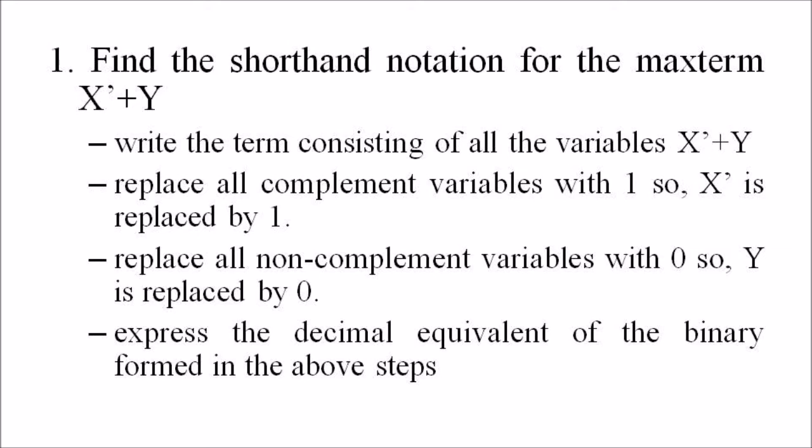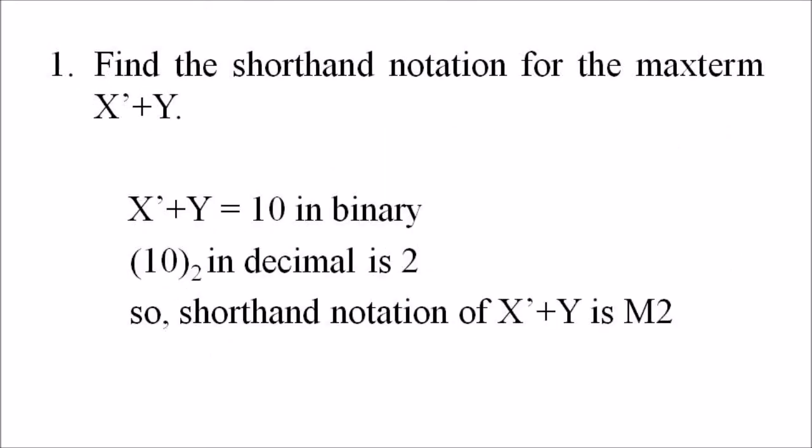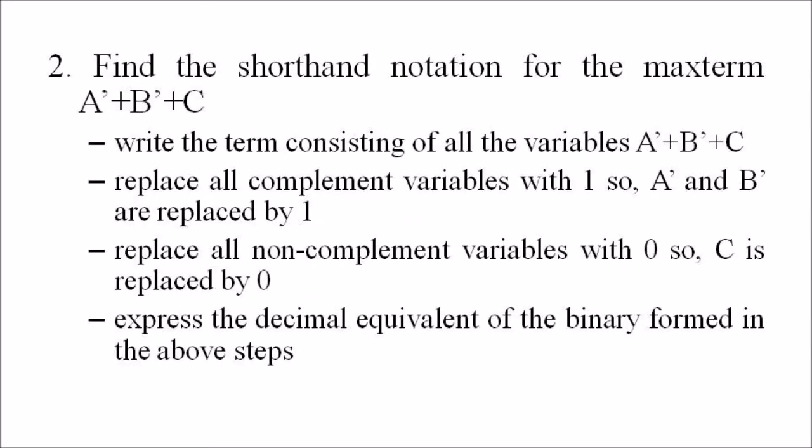And finally, express the decimal equivalent of the binary formed in the above steps. So, x complement plus y is equivalent to 10 in binary. The decimal equivalent of the binary number 10 is 2. So, the shorthand notation of x complement plus y is M2. So, let us check another example.